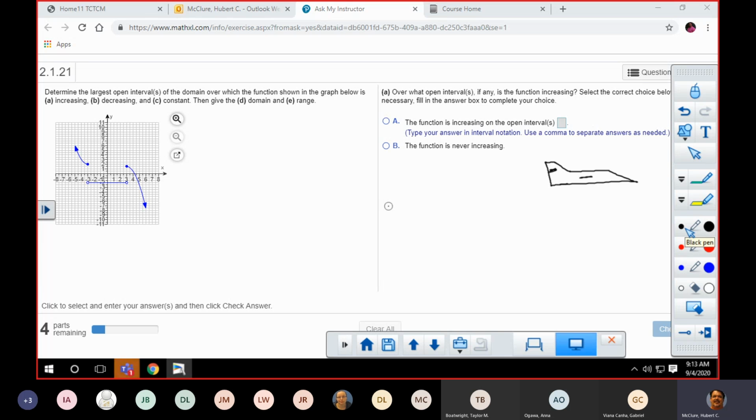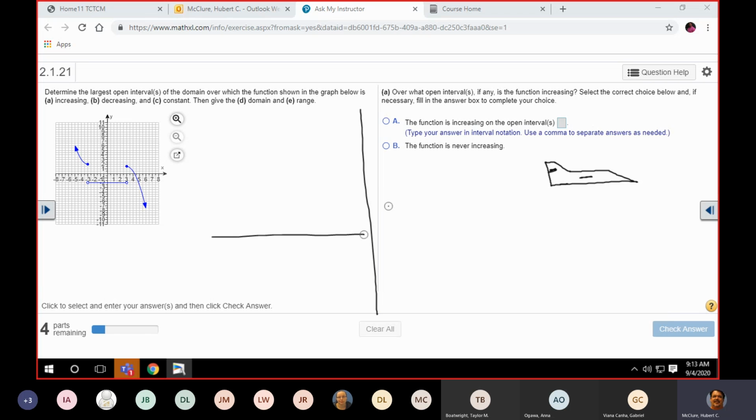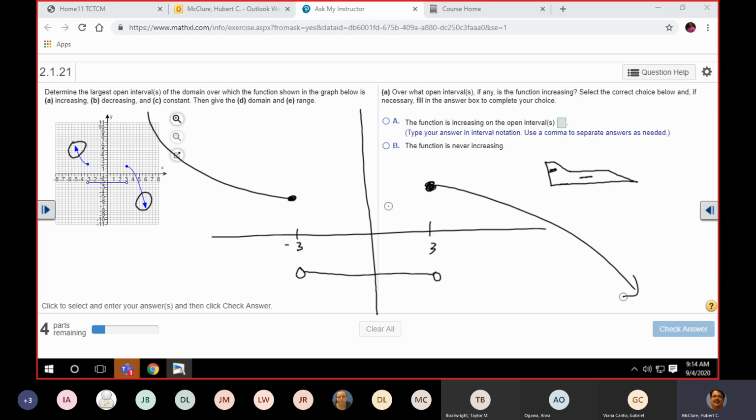And I'm going to exaggerate this graph here a little bit, because it's got arrowheads on the end of it, right? So I'm going to exaggerate it a little bit. And that's going to be that, and that's at 3, -3, and then we got this, and then we got it here, and that's it. We got that, and it goes like that.